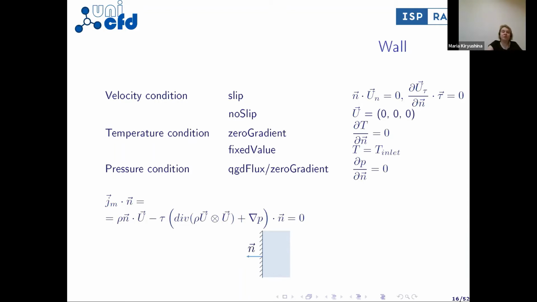And about pressure conditions. It's necessary that the mass flux Gm on the wall equals 0. To get this, on the assumption of the velocity in normal direction by n, or the velocity equals 0, the pressure derivative in normal direction must be equal to 0. To do this, we put QGD flux or zero gradient, that is the derivative of pressure in normal direction equals 0.